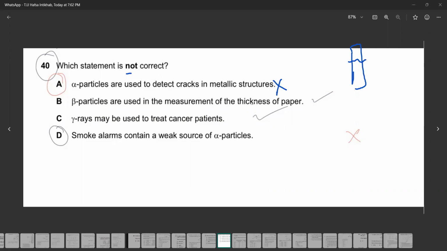Beta particles are used to measure the thickness of the paper. As a thickness gauge, we can also use beta, because alpha even cannot pass through here.